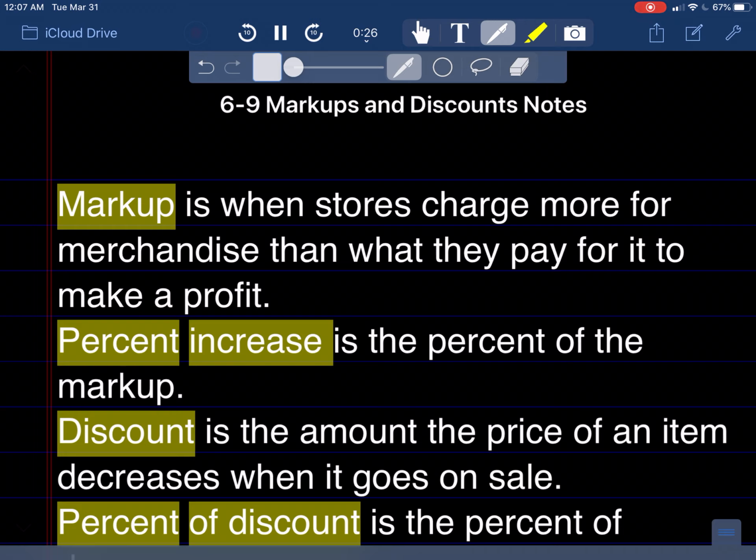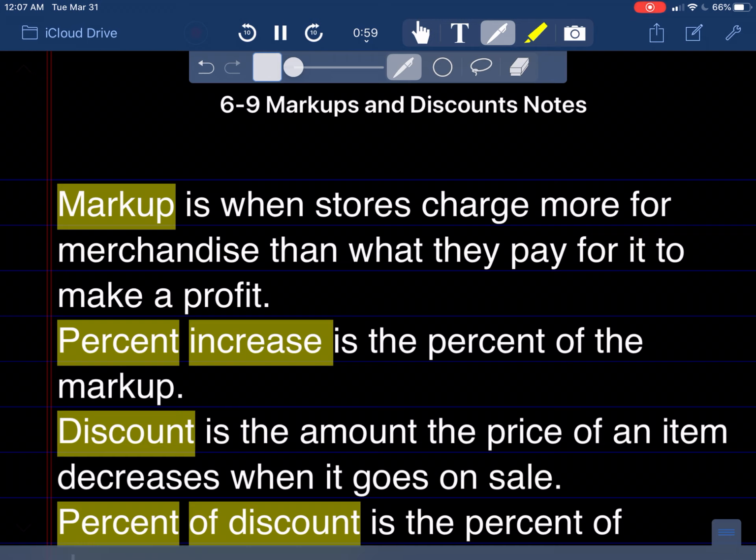All right, guys, so 6-9, we're going to do markups and discounts. So these are set up just like your notes. Your notes are different. They're not going to be handwritten. These ones are actually typed out. Like I said before, the notes weren't how I talked about the day before, but now there's boxes. It's set up more of a structure. This is what we're going to be using from this point forward. So let's get into it.